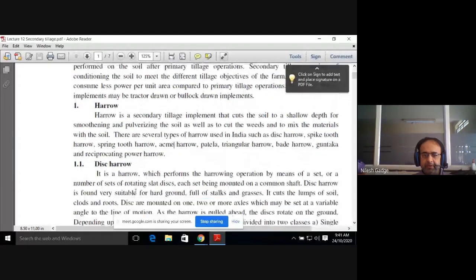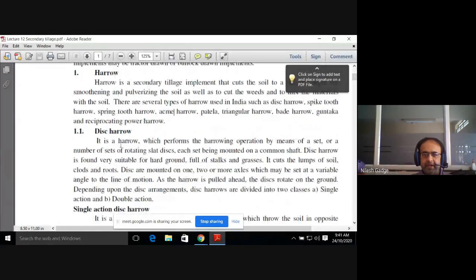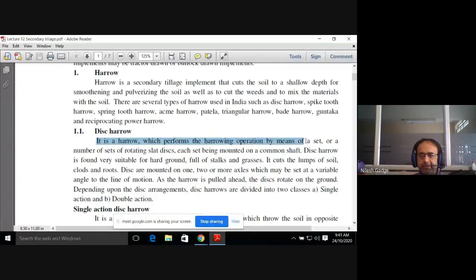So we'll see about the disc harrow. It is a harrow which performs the harrowing operation by means of a set or a number of sets of rotating slant discs. That means it is just like a disc plow, but disc plow and this are different things. Disc plow is a different thing, and disc harrow is a secondary tillage implement. Each set is mounted on a common shaft.